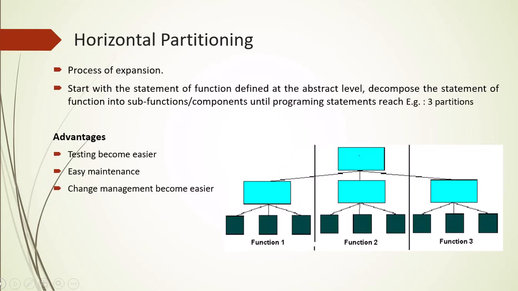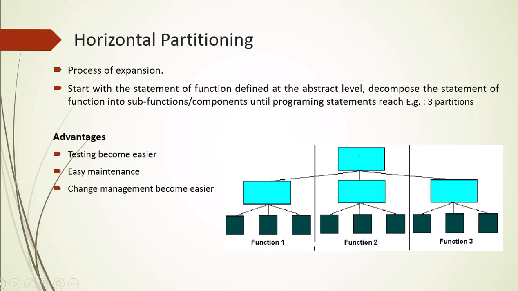Horizontal partitioning is the process of expansion. This means we increase the breadth. It starts with the statement of function defined at the abstract level. This means the problem is identified, the problem is stated, and then we decompose the statement of function or problem into subfunctions, components, modules until the programming statement is reached.